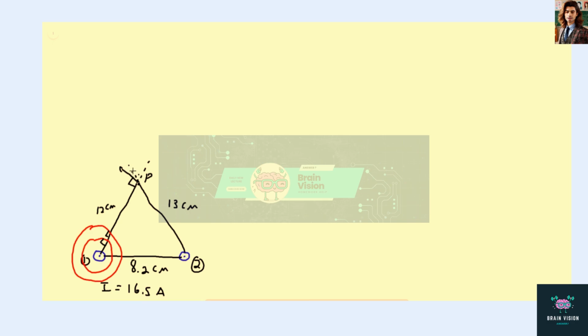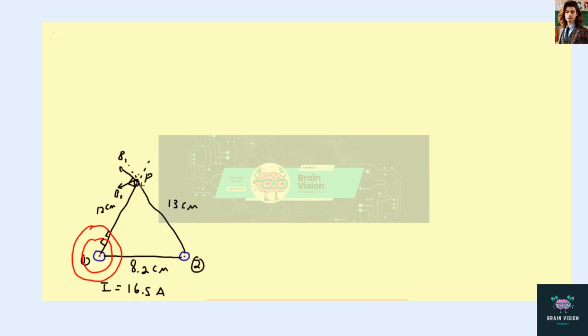And then similar reasoning, the field from wire 2, so B2, is going to be making a right angle along this line. So like that, with that being a right angle. So we have B1 and B2 here, both going at different angles. So we want to find these values and break them into components and add it all up.